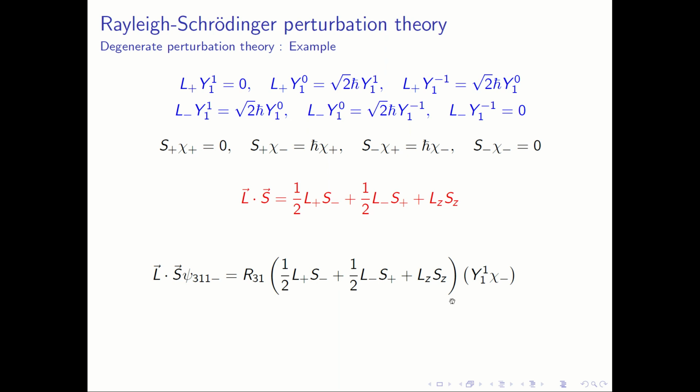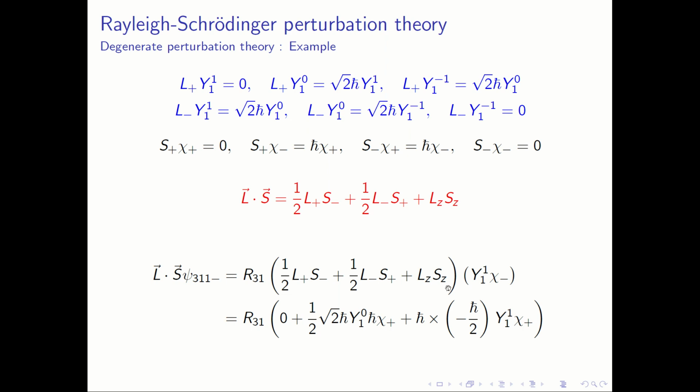Now it's pretty easy to figure out what this is going to be. You just need to apply these three terms separately. The first term, of course, L plus acting on Y11 kills it. In fact, S minus acting on chi minus would also kill the first term. So you get 0. The second term, L minus acts on this to give you Y10 with a root 2 H bar, and S plus acts on this to give you an extra H bar, so H bar chi plus. So this is what you get.